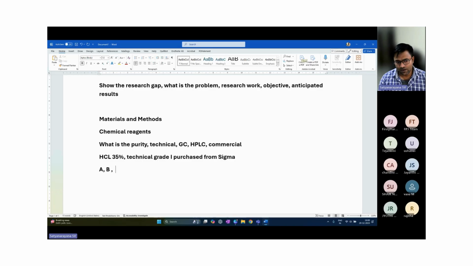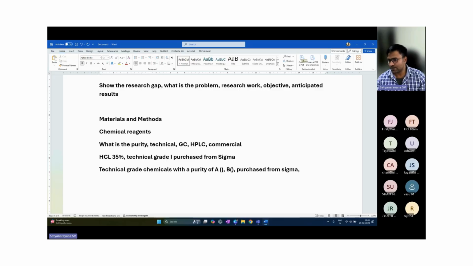Or sometimes you can do that also. If you have 5 technical grade chemicals, just mention technical grade chemicals with the purity. Each chemical has its own purity, so write it in brackets and mention purchased from Sigma. You must mention the purity and, at the same time, the company you bought from, because at review time they will definitely ask you. Some people also ask for the CAS number.